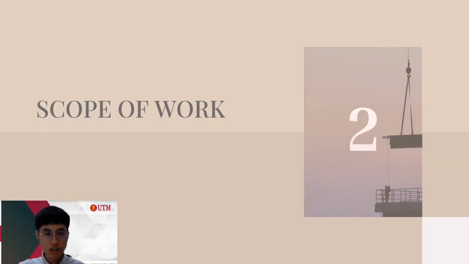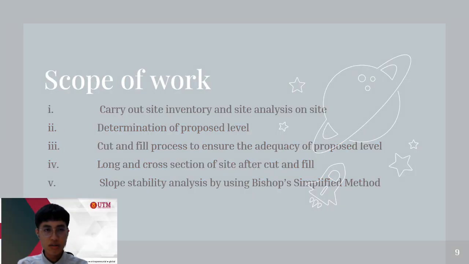The scope of work. Here is the scope of work that is done by us. At first, site inventory and site analysis need to be carried out. After we have all the topography data, we will propose a new design level on site. To check the adequacy of the proposed level, the calculation of the volume of cut and fill needed is taken. After that, we also have the long section and cross section views between the two levels. Finally, we check the slope stability by the simplified method.